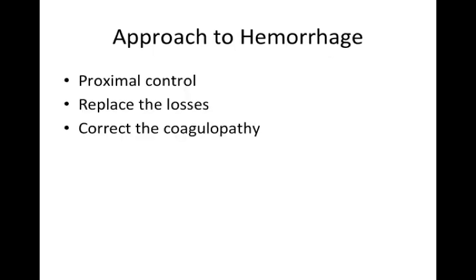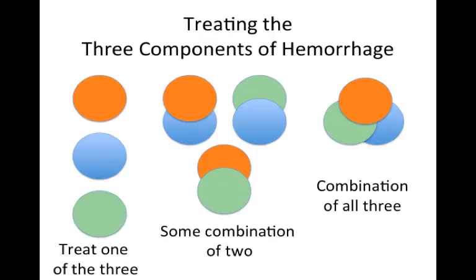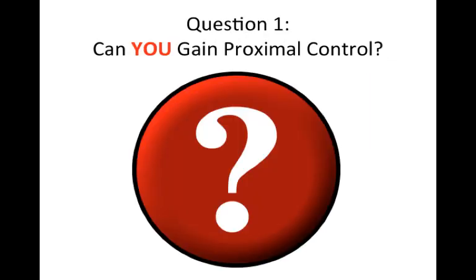All right, approach to hemorrhage. 3 components. Proximal control, replace the losses, correct the coagulopathy. When you're treating someone with hemorrhage, you can be treating any of the 3 components. Sometimes you're treating just one of the 3, sometimes a combination of 2, sometimes it's a combination of all 3, such as in the case of a massive bleeding varicose bleeder. They can have a coagulopathy in addition to needing proximal control and blood replacement.